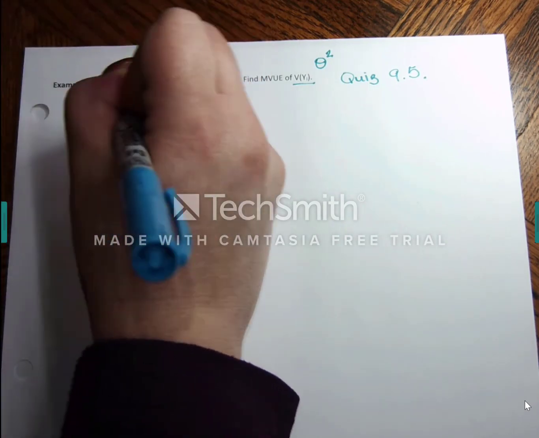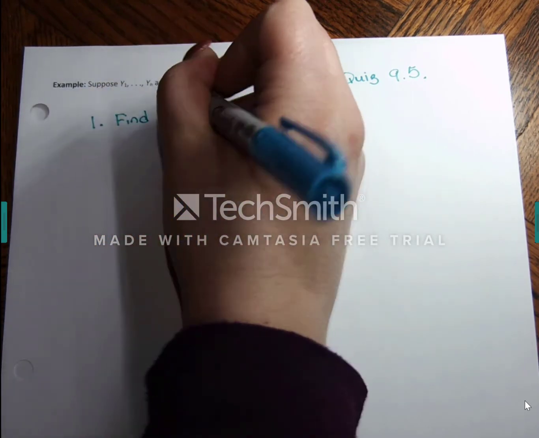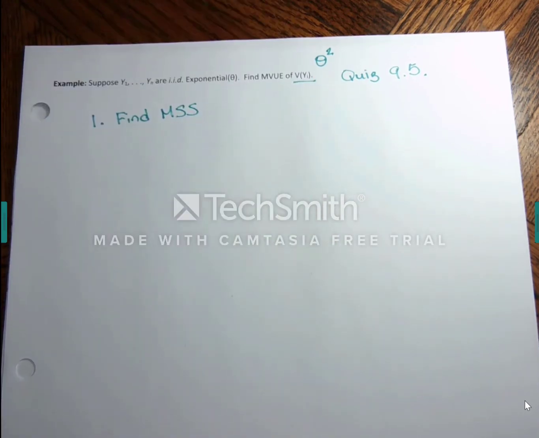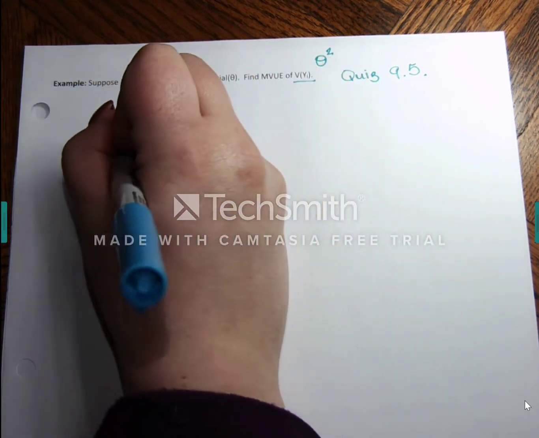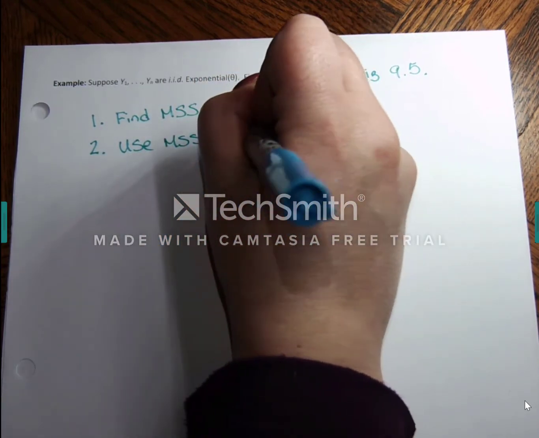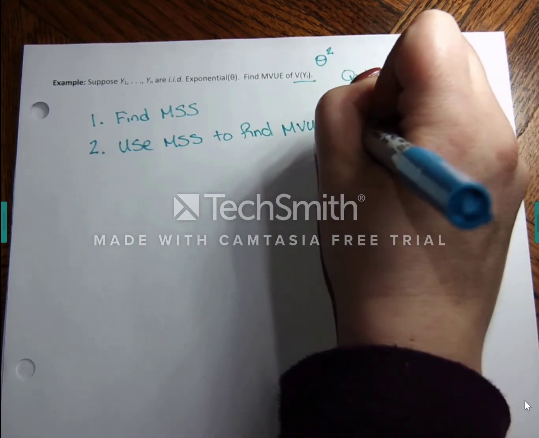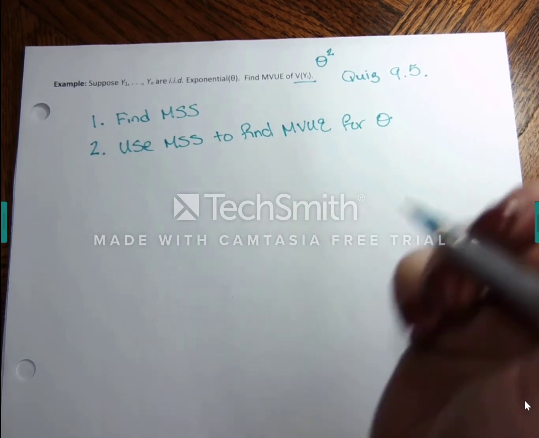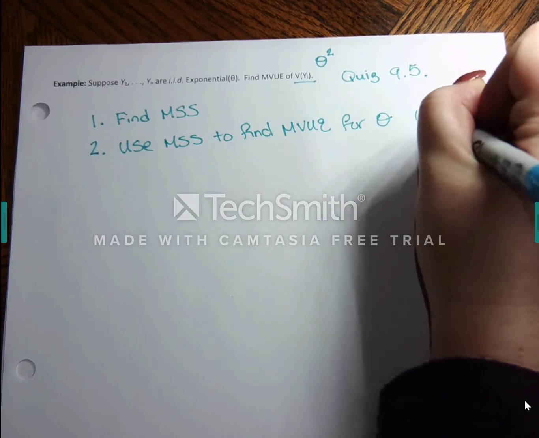So the first thing that you're going to want to do is do the exact same thing that we've been doing, and find the MSS first. So that's going to be your first step. Second, after you find the MSS, you're going to use the MSS to find the MVUE for theta. And so 1 and 2 are going to be just like the examples that we saw. And what you should find is that the MVUE for theta is y bar.